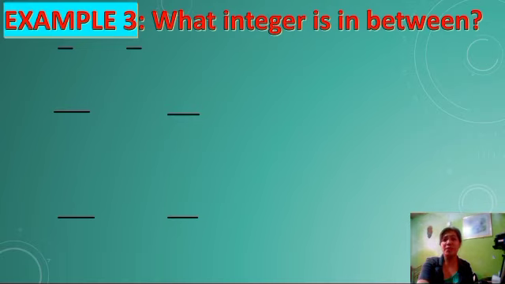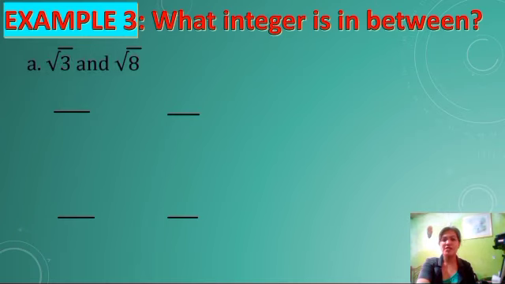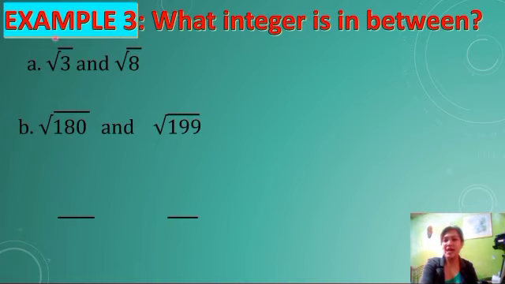Another example, what integer is in between? Ngayon naman, hanapin natin ano yung integer na nasa gitna ng dalawang expression. So, for example, square root of 3 and square root of 8. Ano yung gitna niya? Ano yung makikita natin na nasa gitna niya? Sa letter B, square root of 180 and 199.